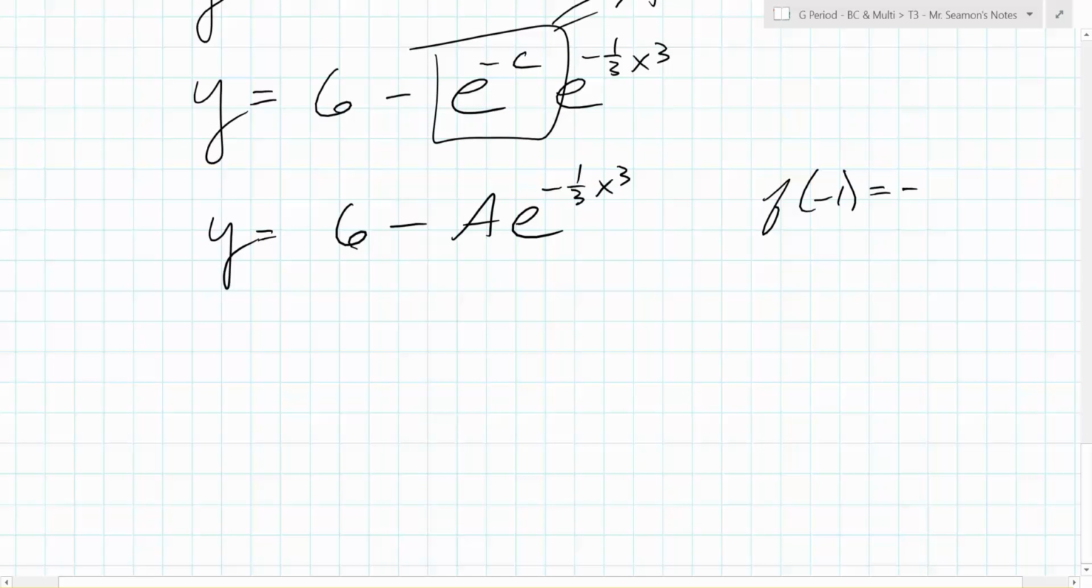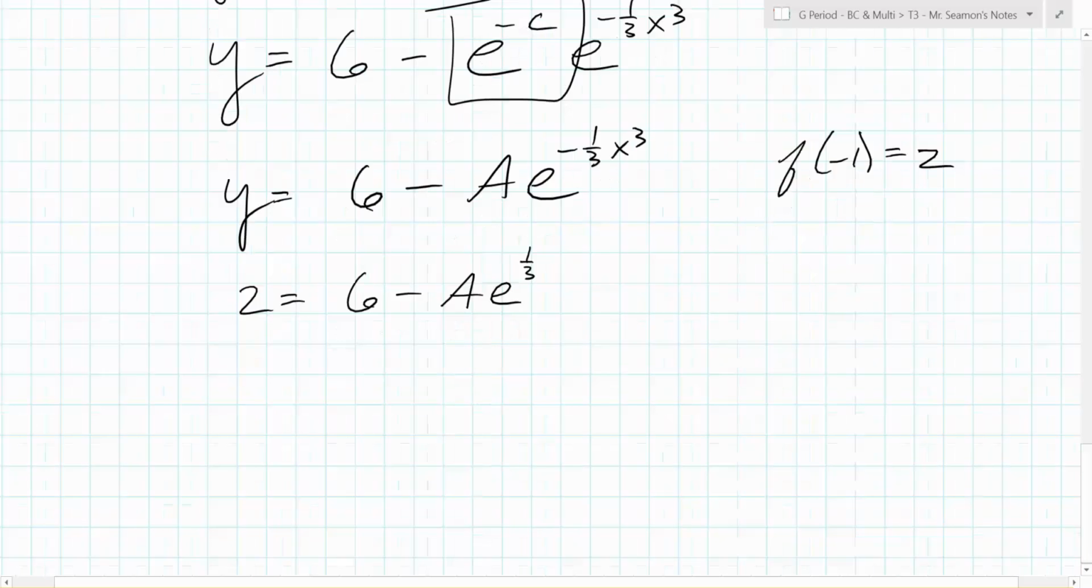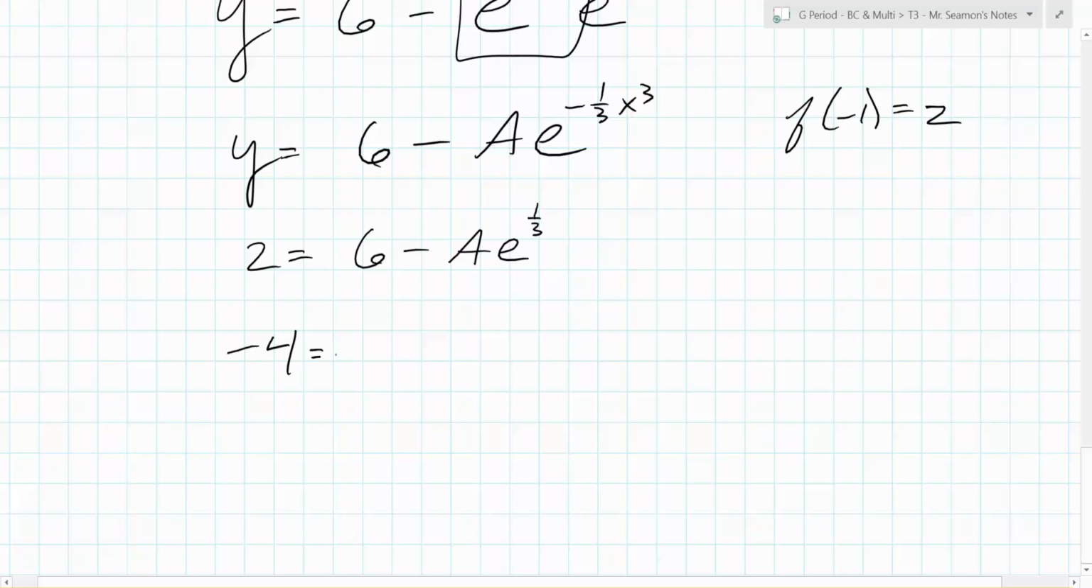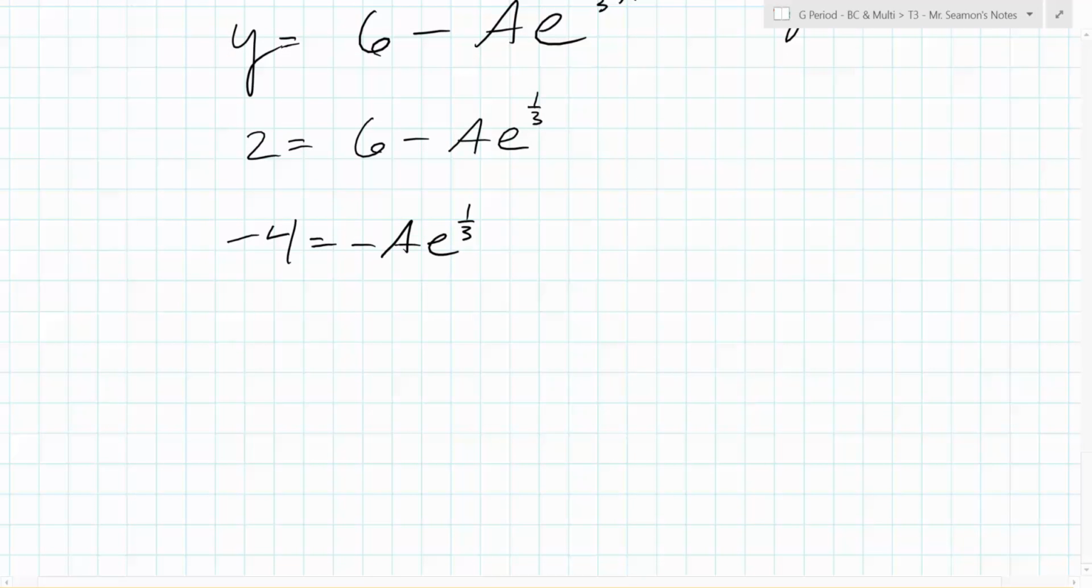Usually I have some clever answer. No. So we plug in 2 now, and we get 2 is equal to 6 minus a e to the, it's going to turn positive, right? Like this? Is that correct? I think so. So what do you end up with here? Negative 4 is equal to negative a e to the, is that correct? Yeah. So 4 is equal to a e to the 1/3. So a is equal to what?